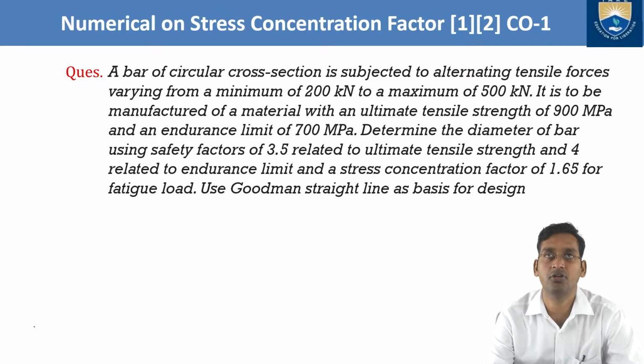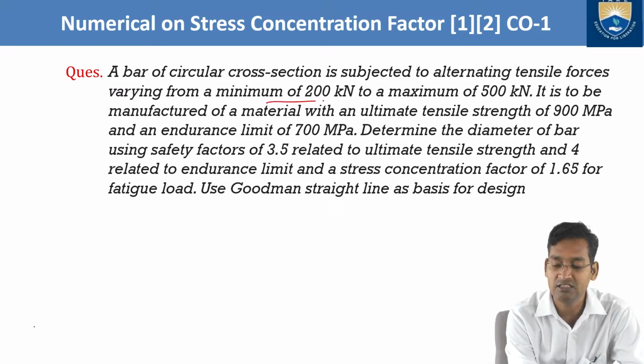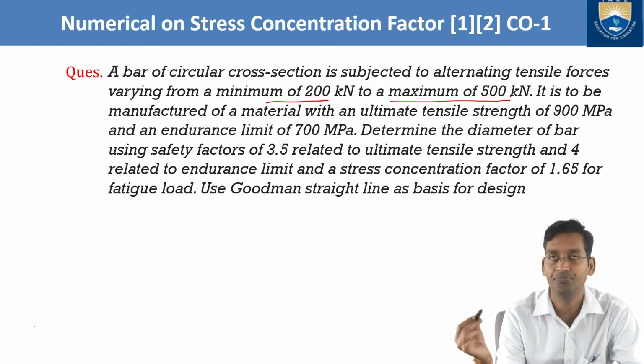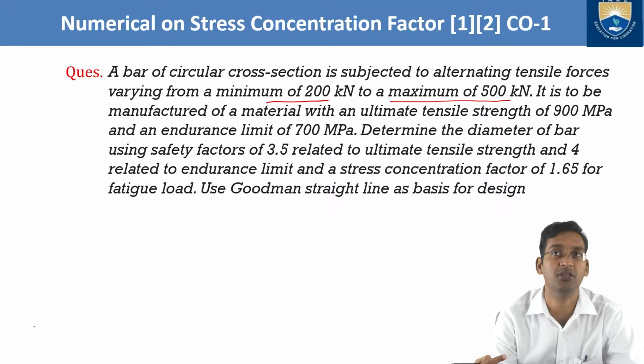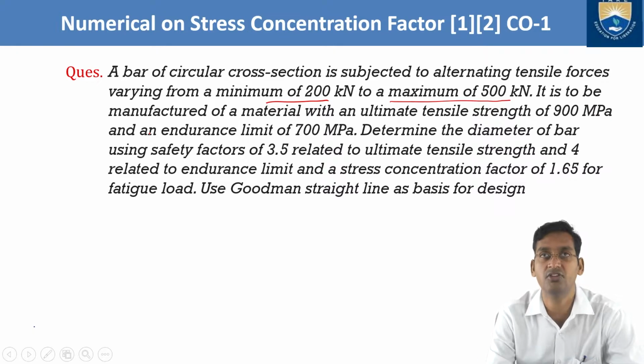A bar of circular cross section is subjected to alternating tensile forces varying from a minimum of 200 kilonewton to a maximum of 500 kilonewton. So just see again, range is given. Minimum is this one and maximum is this one. In the previous video also we had seen that in terms of range they gave the maximum and minimum. From there we found the sigma mean and sigma amplitude. So again here, it is to be manufactured of a material with an ultimate tensile strength of 900 megapascal.